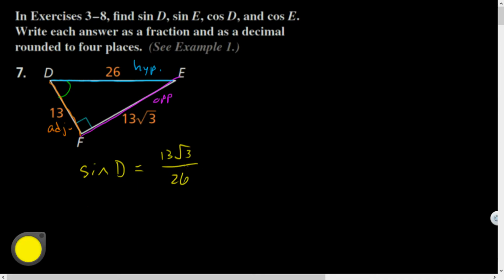So sine of angle D is that. Cosine of angle D is going to be the adjacent over the hypotenuse. So that will be 13 over 26, which we can simplify. 13 goes into 13 once and into 26 twice.